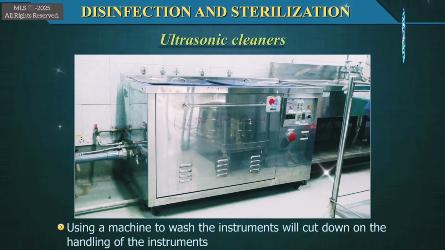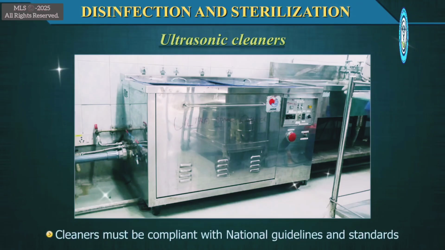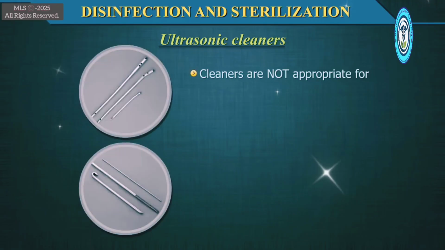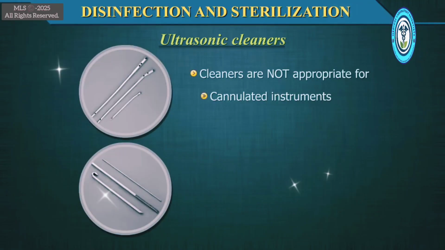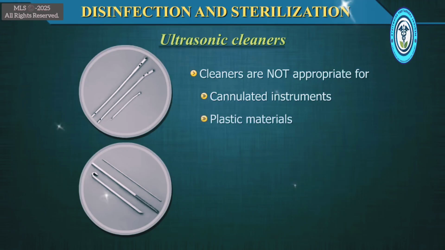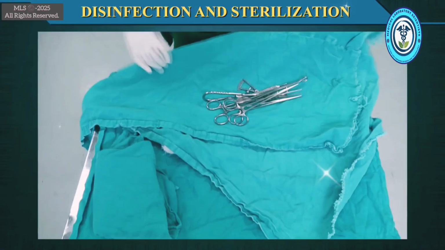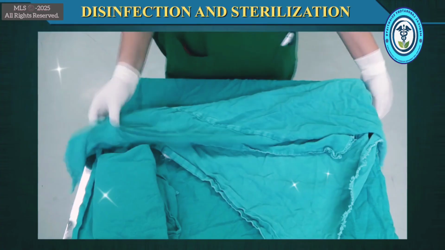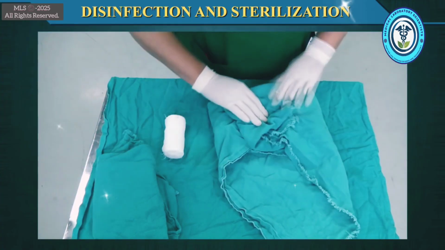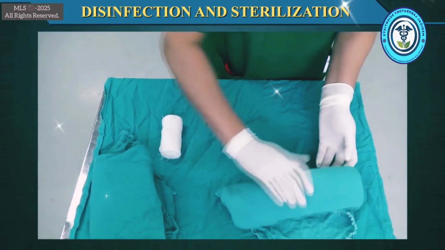Using a machine to wash the instruments will cut down on the handling of the instruments. These cleaners must be compliant with national guidelines and standards and must be used according to the manufacturer's instructions. These cleaners are not appropriate for use on cannulated instruments, as they cannot clean inside the instrument, plastic materials, two or more different metals, or some glass instruments, syringes, and lenses. In general, after cleaning, it is important to remove excessive moisture from items because it may dilute the disinfectant solution.